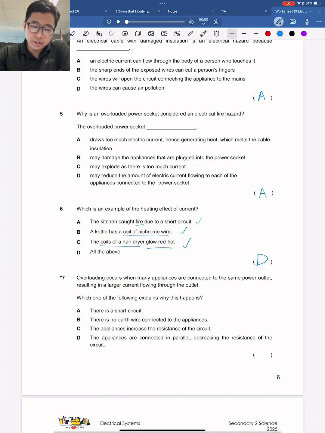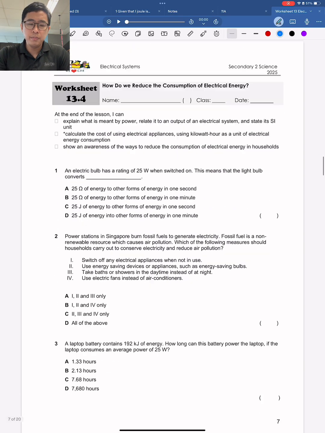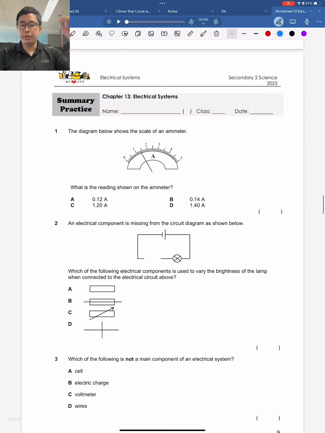Overloading occurs when many appliances are connected to the same power outlet, resulting in a large current flowing through the outlet. Which one of the following explains why this happens? This happens because the appliances are connected in parallel. When you connect in parallel, all of them will draw current from the circuit, and when you draw too much current, it leads to too much heat, which can cause an electrical fire. So that's for 13.3.